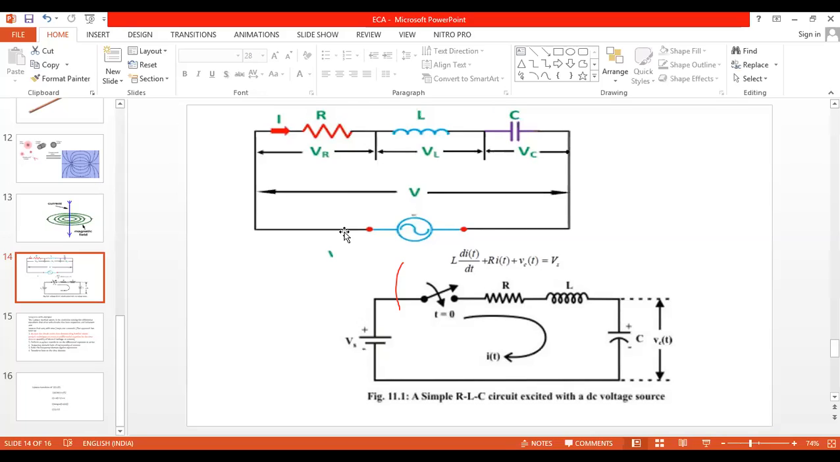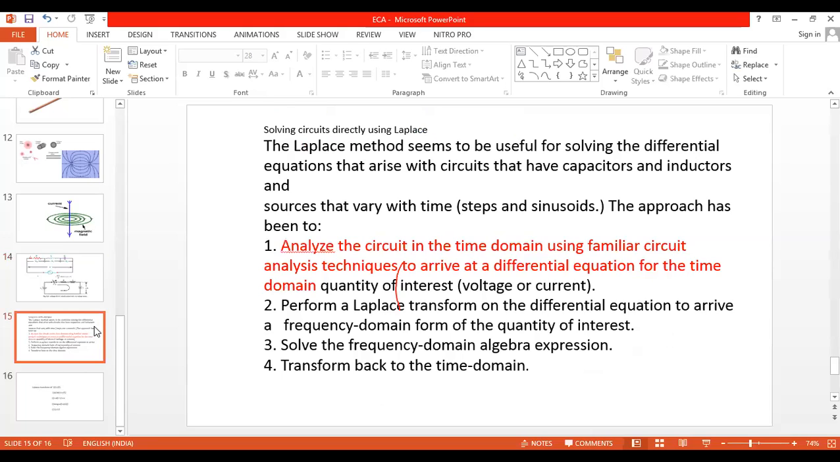Any electrical circuit, by applying KVL, we obtain the expression in differential form, as you are seeing here. Now the differential equation must be converted into the frequency domain using, I hope you have done it in diploma, the Laplace transform. Have you studied it in diploma?